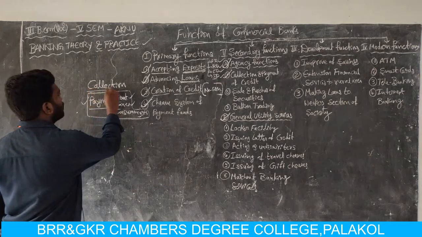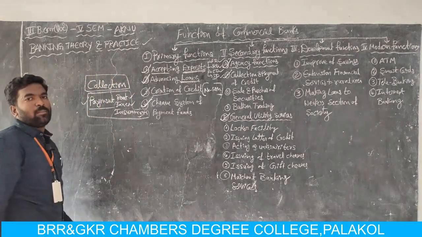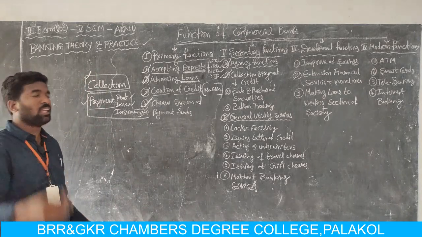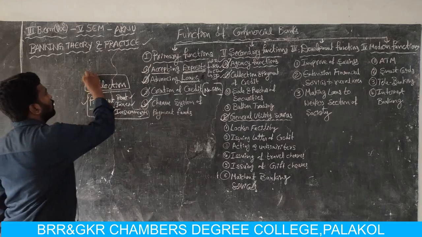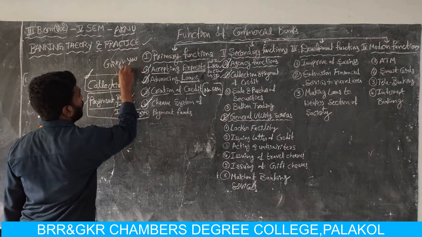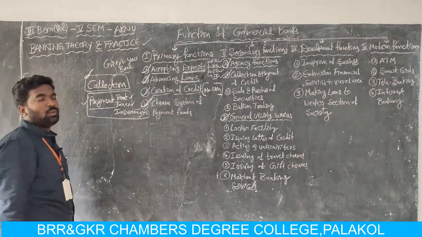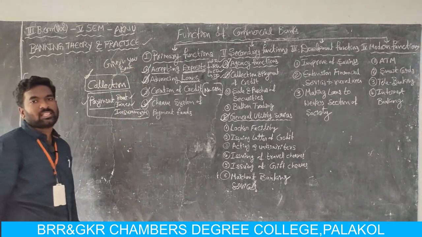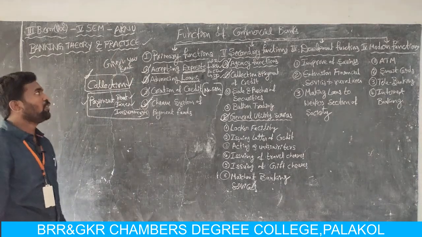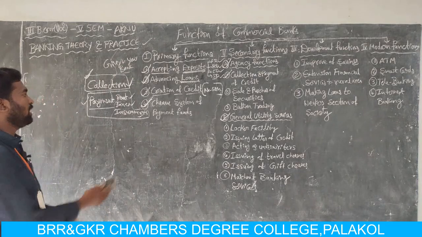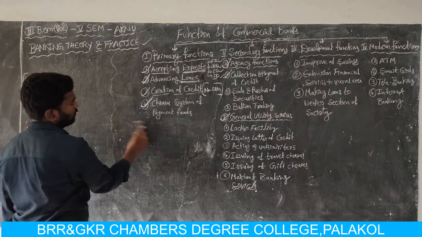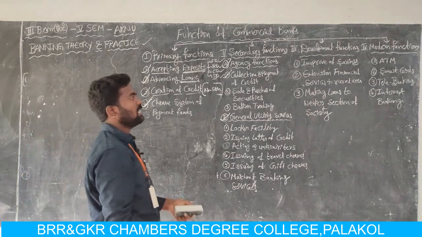Then collection. If any person gives you a cheque, you can submit it to your bank. Your bank, as your representative, collects your payment from that customer. So this is collection and payment of your credits. This is the first point of agency functions.